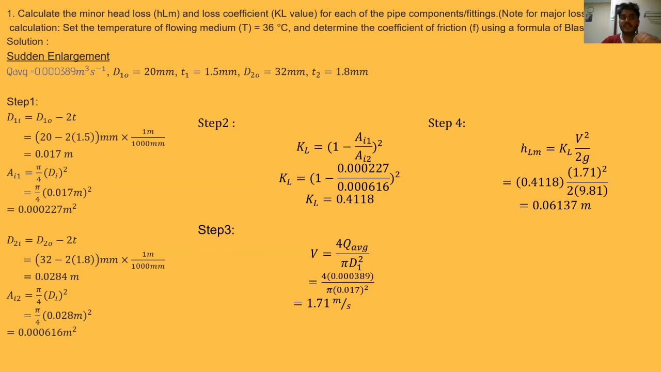the minor head loss. KL is found using this formula, and our KL is 0.4118, and velocity is found using this formula, which is 1.71 meters per second. Minor head loss is found using this particular formula, which is 0.06137 meters.